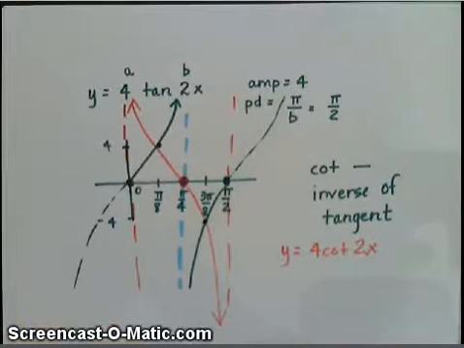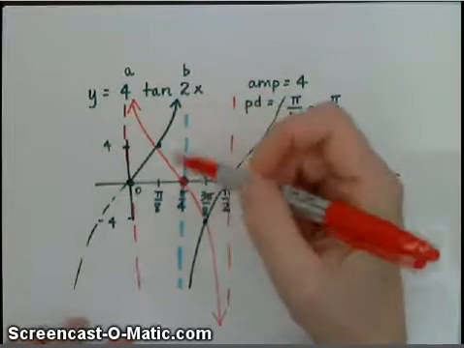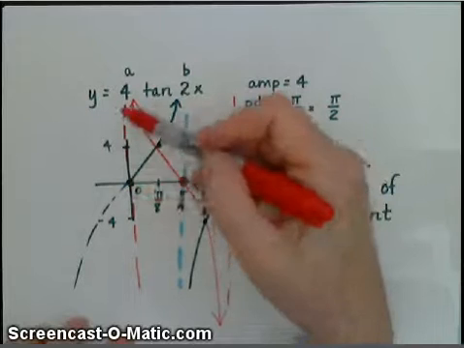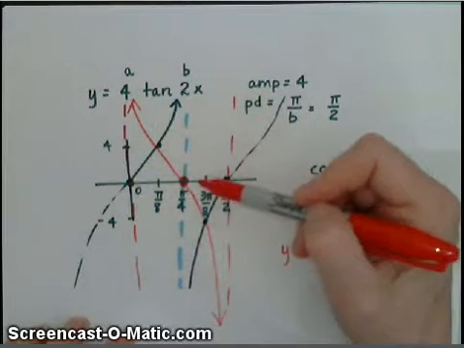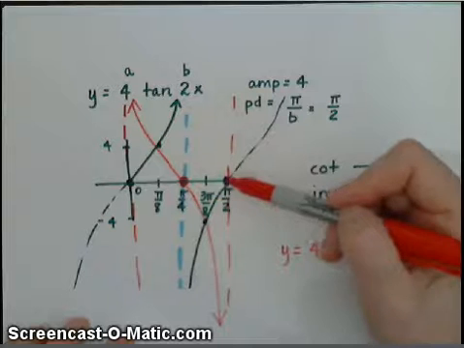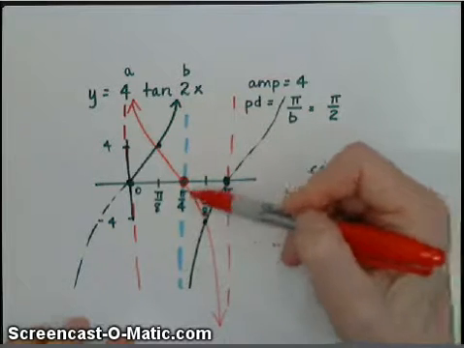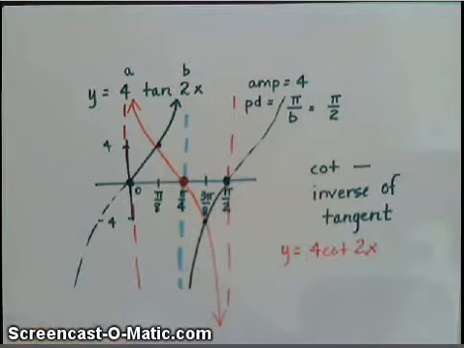It's the opposite of tangent. Look how tangent is rising, cotangent is falling. Tangent is at 0, cotangent has an asymptote. Tangent has an asymptote, cotangent has a 0. Tangent has a 0, cotangent has an asymptote. Tangent is rising, cotangent is falling.